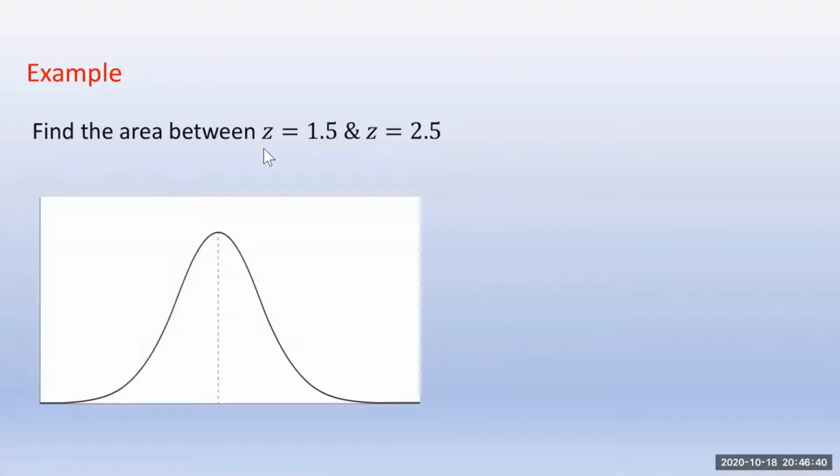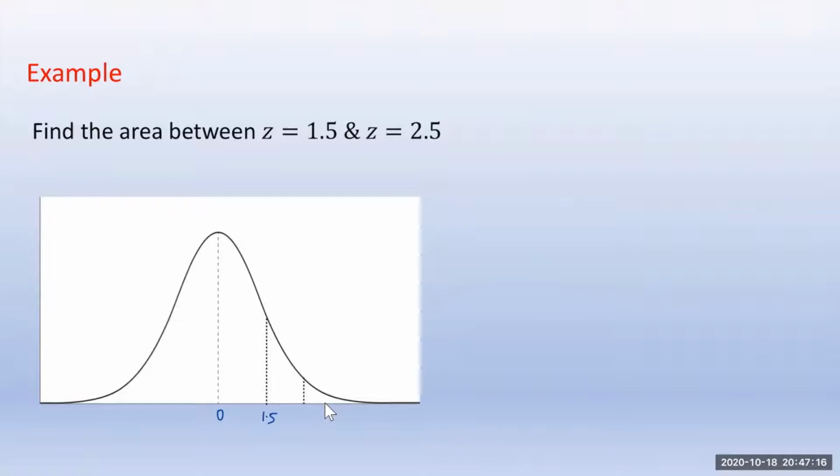Example, find the area between z equal to 1.5 and 2.5. In a standard normal distribution, z equal to 0 lies in the middle, so the mean is 0. Standard deviation will be 1. So z equal to 1.5 will be somewhere here. So let's first locate that. z equal to 1.5. And z equal to 2.5 will be somewhere there. So let's look at that.